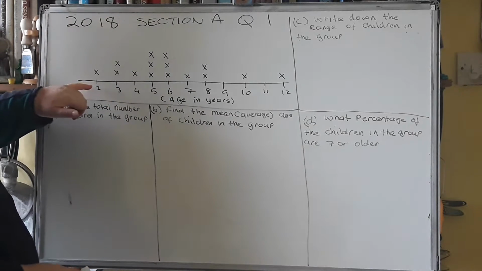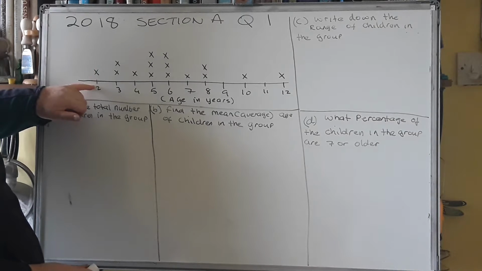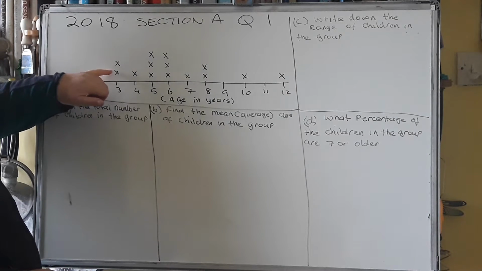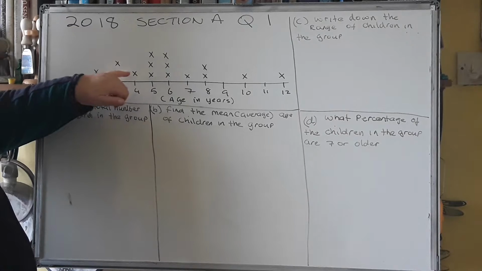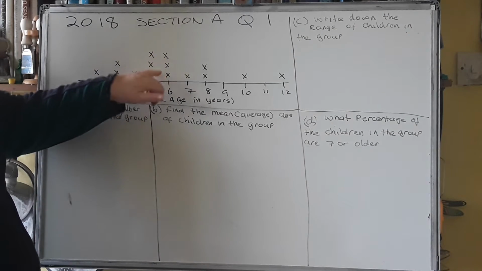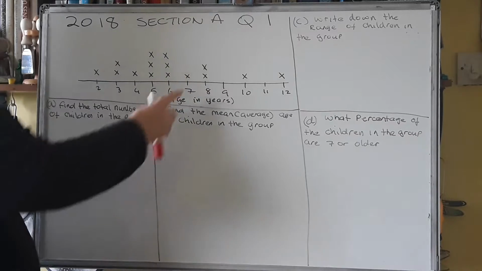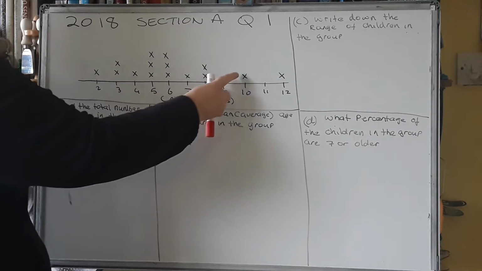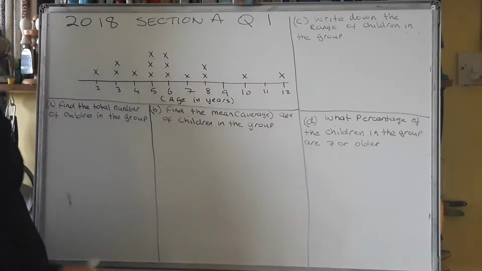So what this tells you is there was one child that was 2. There were 2 children that were 3. There was one child that was 4. There were 3 5-year-olds, 3 6-year-olds, 1 7-year-old, 2 8-year-olds, 1 10-year-old, and 1 12-year-old.